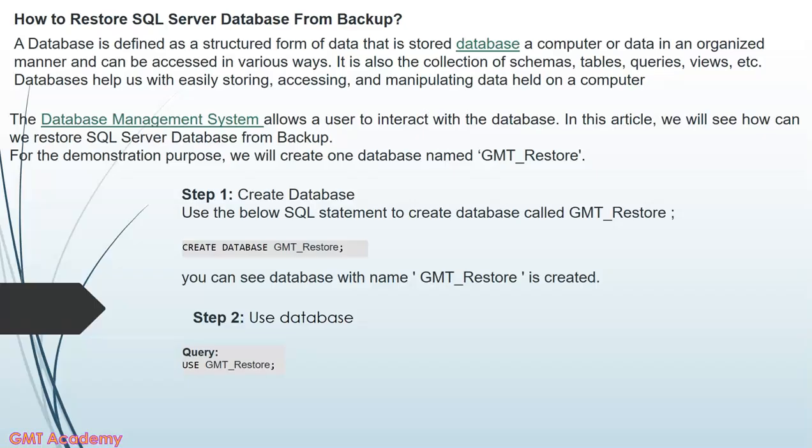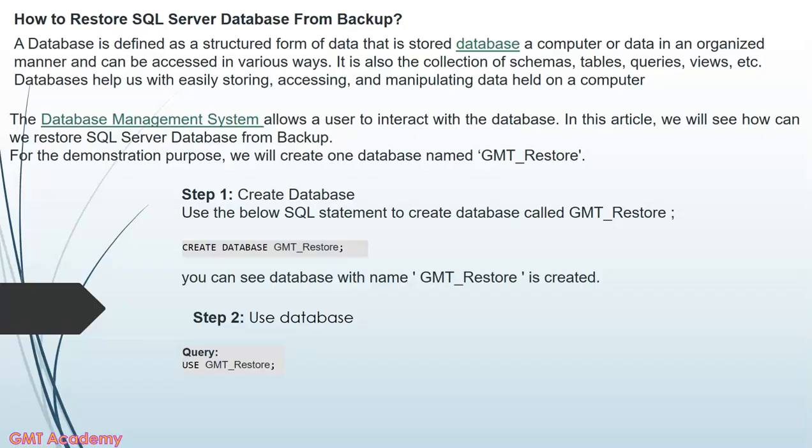A database is defined as structured data that is stored on a computer, or data in an organized manner that can be accessed in various ways. It is also a collection of schemas, tables, queries, views, etc. Databases help us easily store, access and manipulate the data held on a computer. The database management system allows a user to interact with the database.